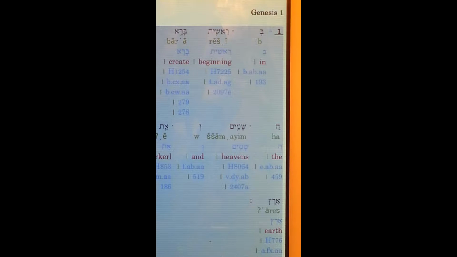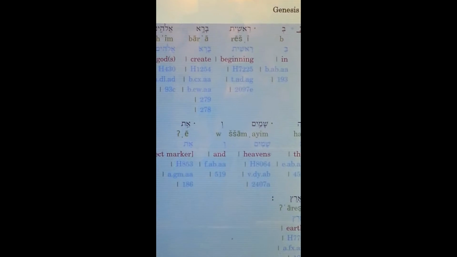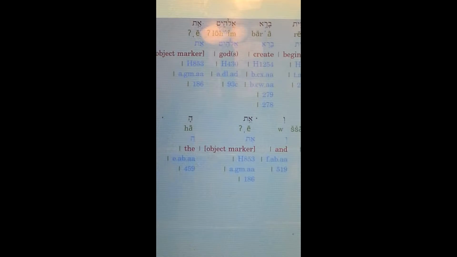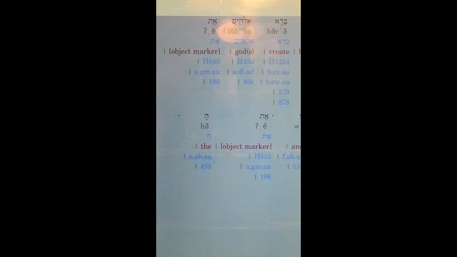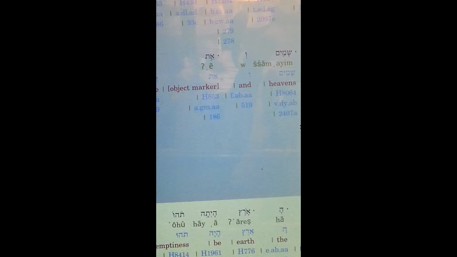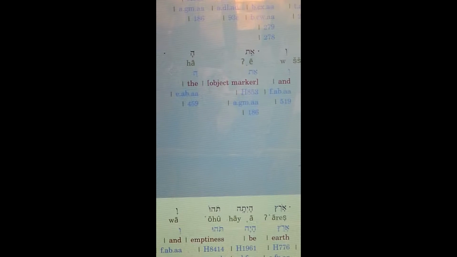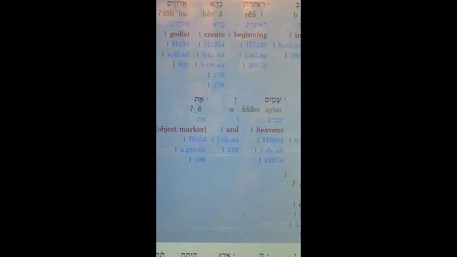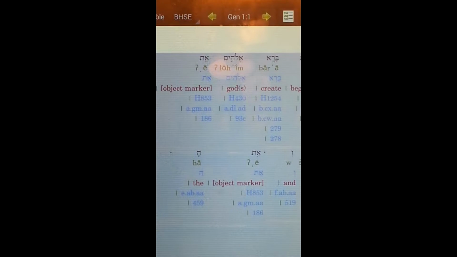So now, let's look at the translation. In beginning, created, God's, or God, object marker, the heavens, and object marker, the earth. Well now, see, we just seen in the translations, something's missing here. That's right.